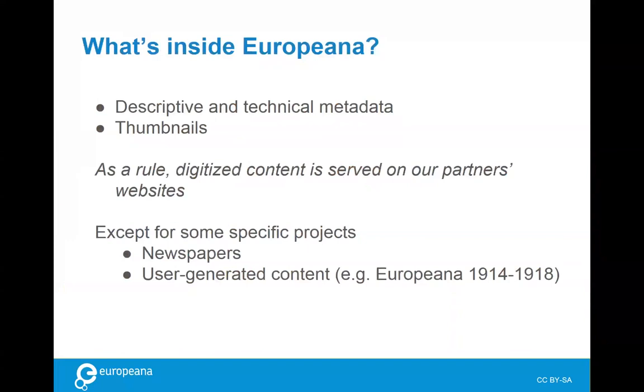Now I'm going to dive a bit into the technical detail, because that's key for understanding why we are interested in IIIF. What's inside Europeana? What we get from all our partners, the museums, archives, libraries, is mostly metadata: descriptive metadata, technical metadata. They also send us thumbnails. But as a rule, we don't have the digitized content ourselves. There are a few exceptions, and I'm going to come back to this later, especially for a newspapers collection that we have. But the rule for Europeana is that the content is still served on our partners' websites. And that has some big consequences.